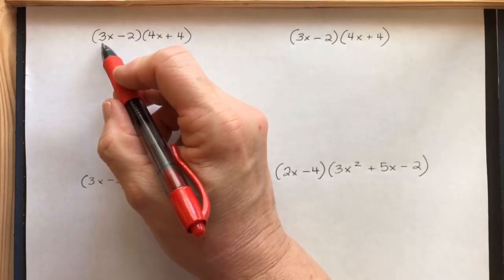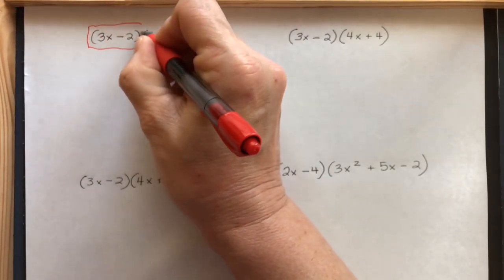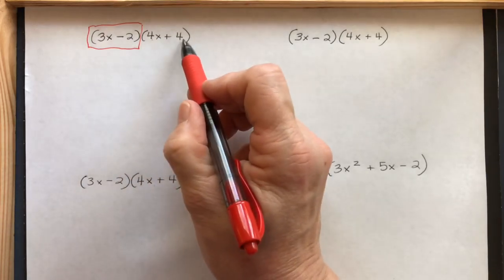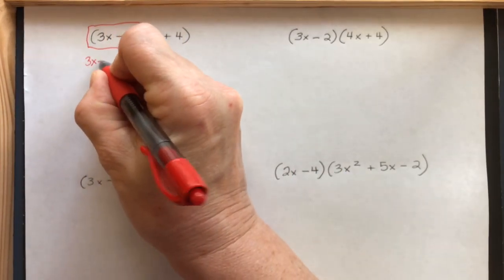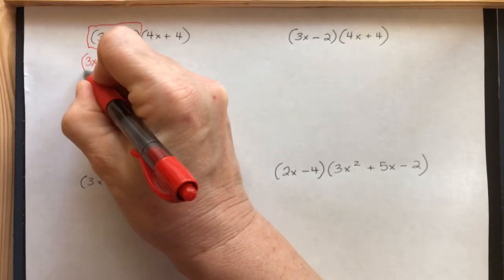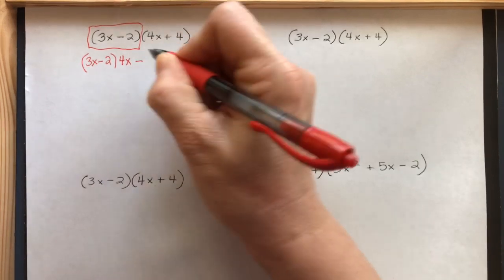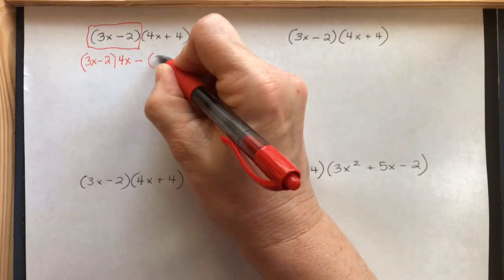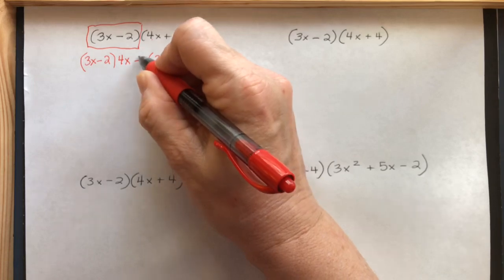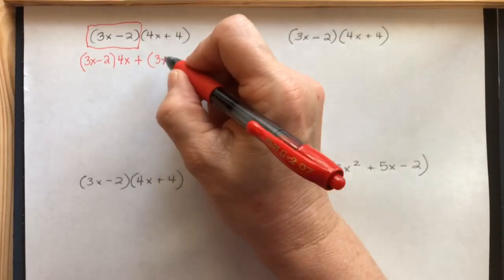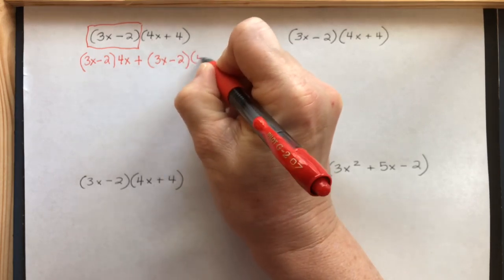So what we will do is take this whole binomial and distribute it over every term in here. So we'll do 3x minus 2 times this first term, 4x, minus 3x minus 2 times 4.